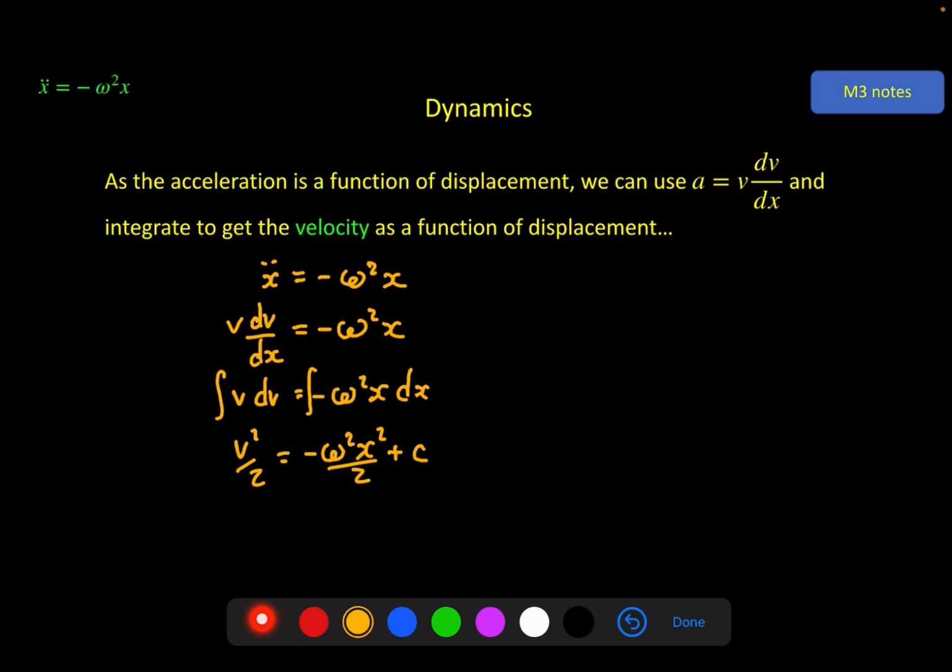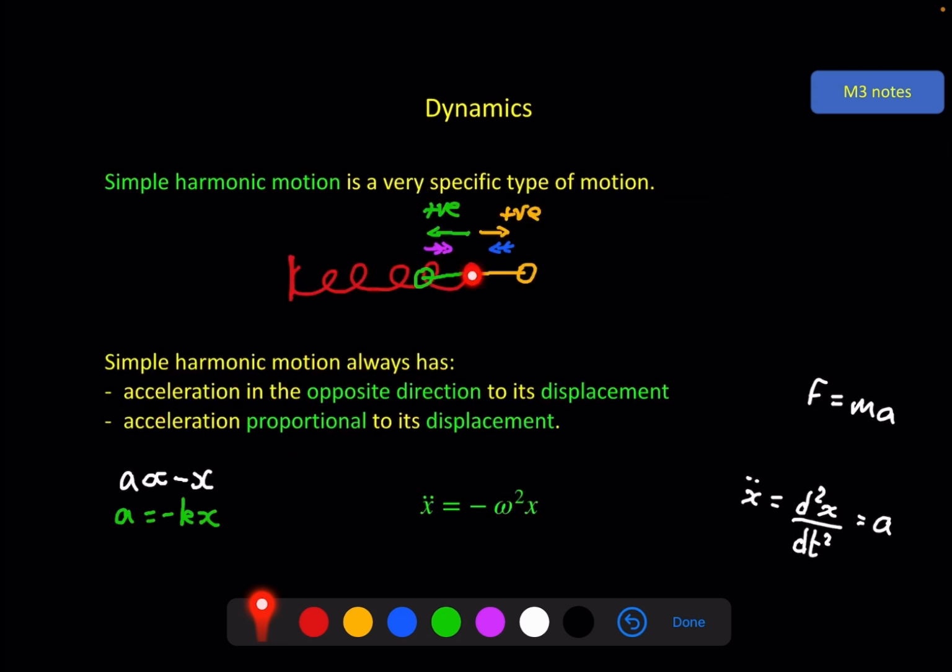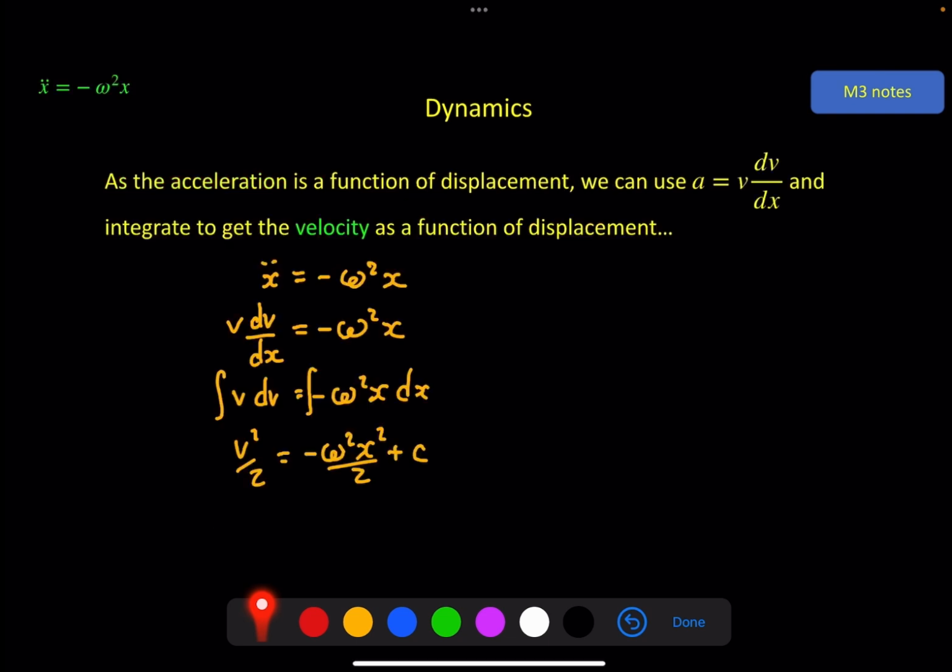Now here we need to be a little bit careful. This plus c is very important, because when x is 0, v is not 0. If we go back for a second to the previous screen, at this center point here, the center of oscillation, when the displacement from here is 0, the speed is at its maximum. It's not 0. The speed is 0 when the displacement is at its maximum. So we'll have the maximum displacement, and at that point the speed v is 0.